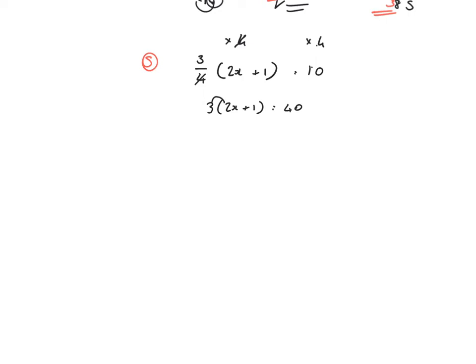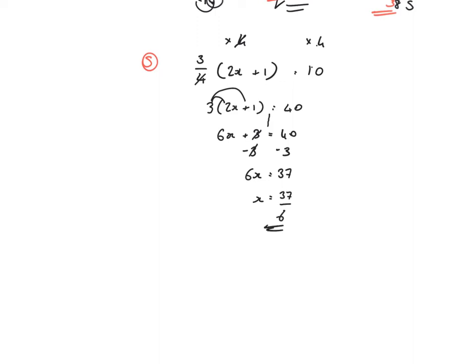I then open that up. 6x plus 3 equals 40. Letters to the left, numbers to the right. Get rid of 3 from both sides. 6x equals 37. Bring the 6 down, divide. x equals 37 over 6.